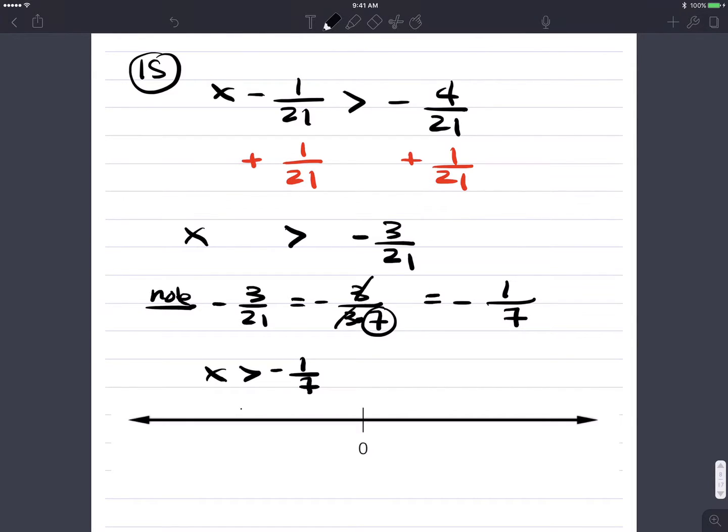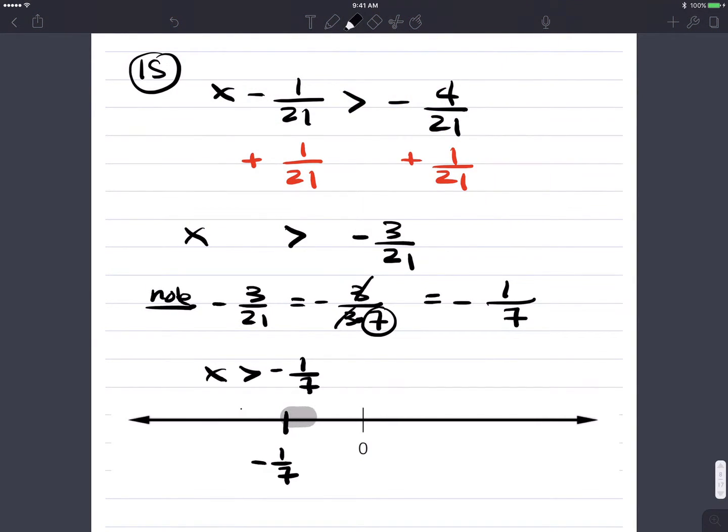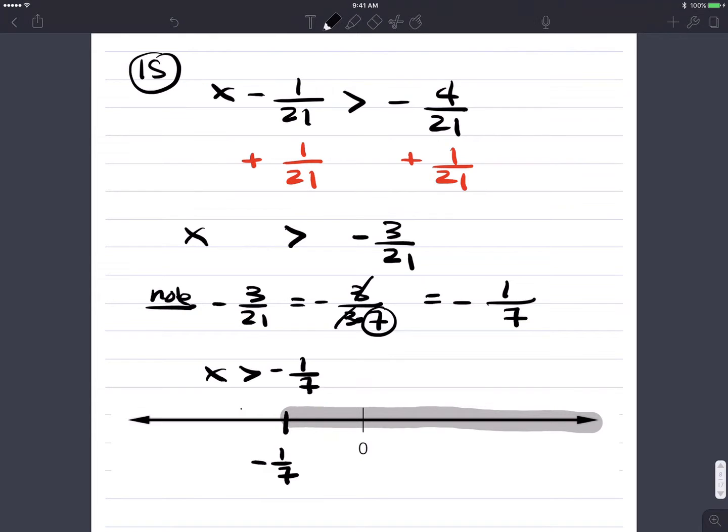Now the fraction negative 1/7 is to the left of 0 where all the other negative numbers live. And to describe numbers that are greater than negative 1/7, we are now going to have to shade all those numbers that are to the right of negative 1/7. Because this is a strict inequality, strictly greater than, we're going to use the parentheses to communicate to the reader that we simply do not include the value of negative 1/7. This is the graph.